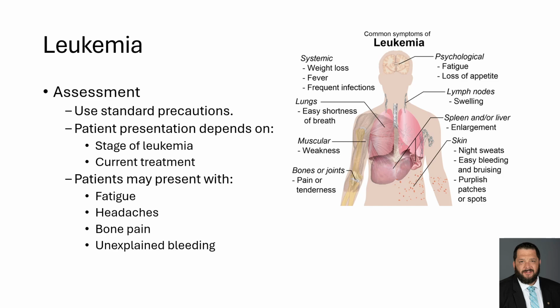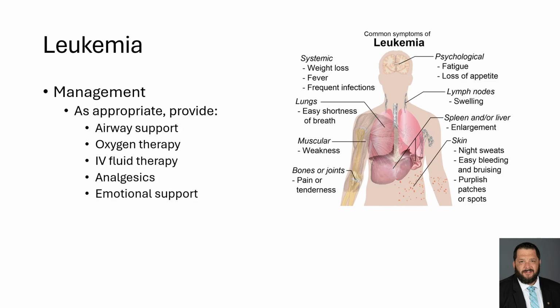For assessment of these patients, use standard precautions, and patient presentation is going to largely depend on what stage the patient is in with their leukemia and their response to current treatment. Patients commonly present with things like fatigue and headaches, bone pain, or unexplained bleeding. Management for these patients is largely supportive care. We may need airway support and oxygen therapy, and advanced providers may need to provide analgesics and IV fluid therapy for supportive functions of the cardiovascular system.